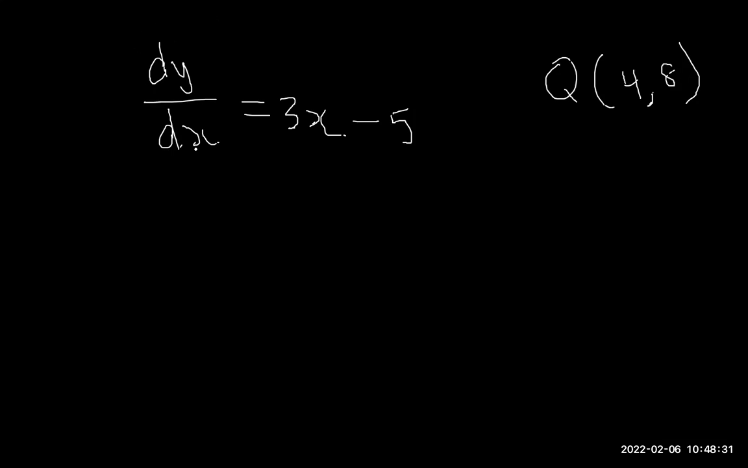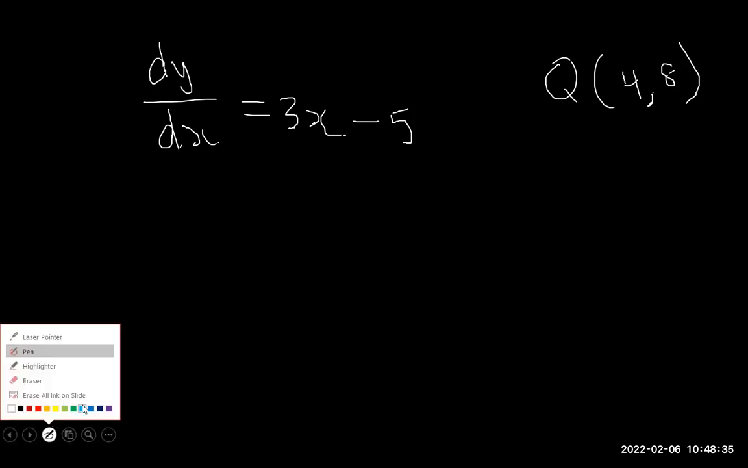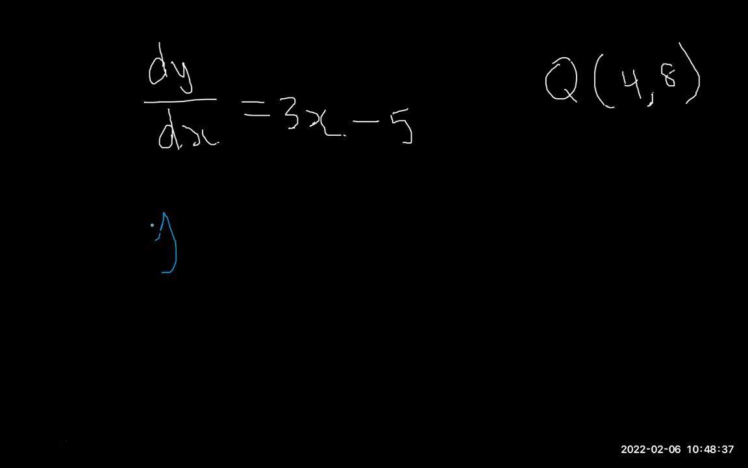The first thing you want to do is integrate the gradient function. That's how we find y, right? So y is equal to the integral of 3x minus 5 dx. So dx means with respect to x, right? All you're doing is applying your rules to integrate this.